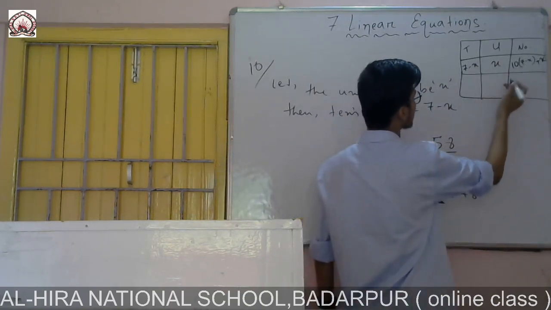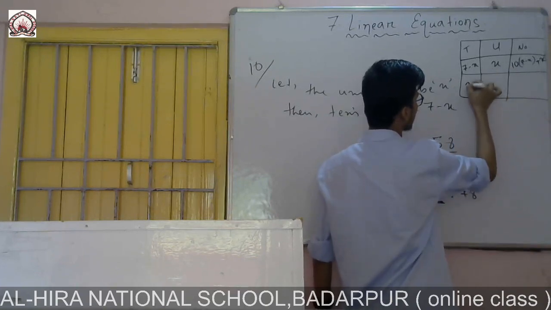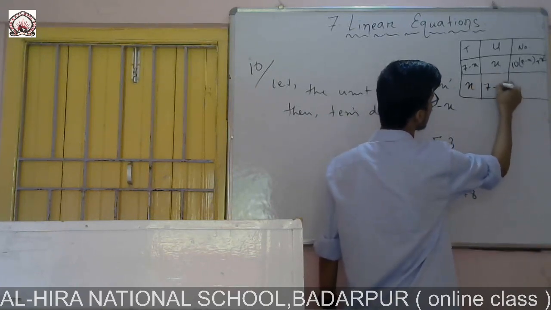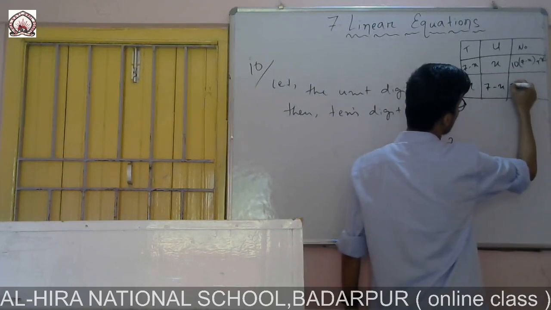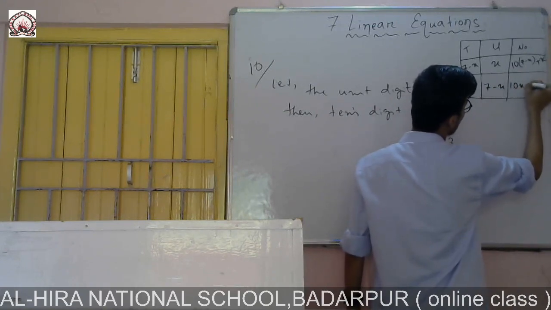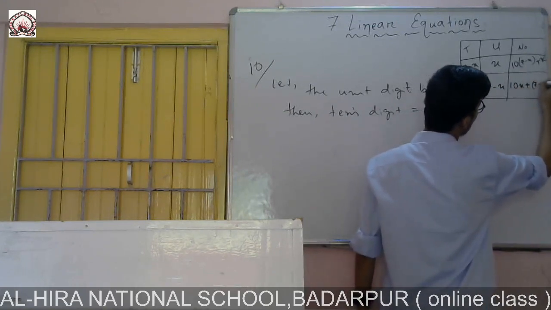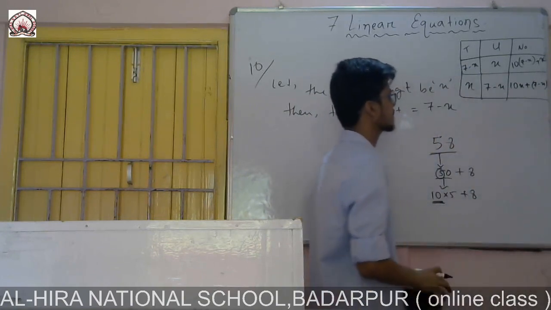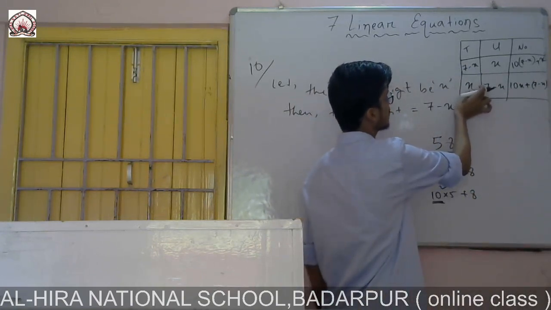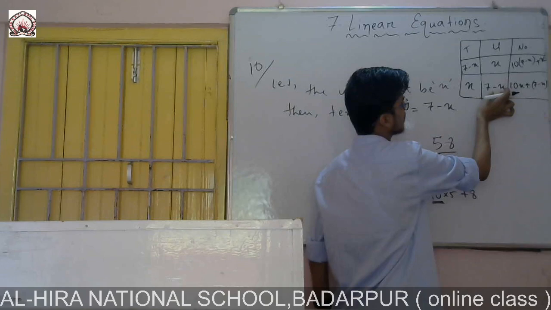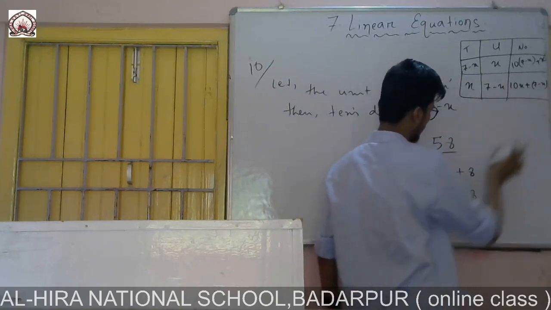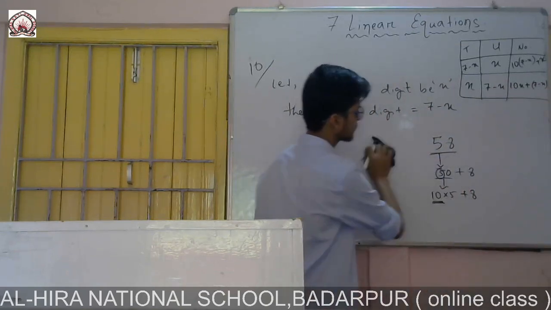And if I interchange the digits, that means I will write x first, and this will be the unit digit. So in this case it will be 10x plus 7 minus x. This is the tens digit, so 10 into x, and this is the unit digit. So I will add this one like this. Okay.